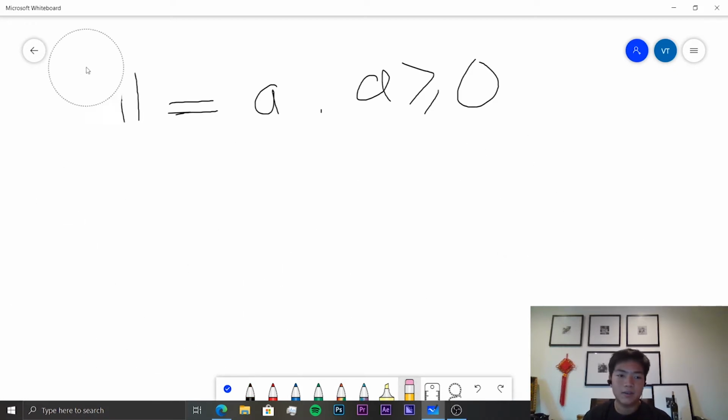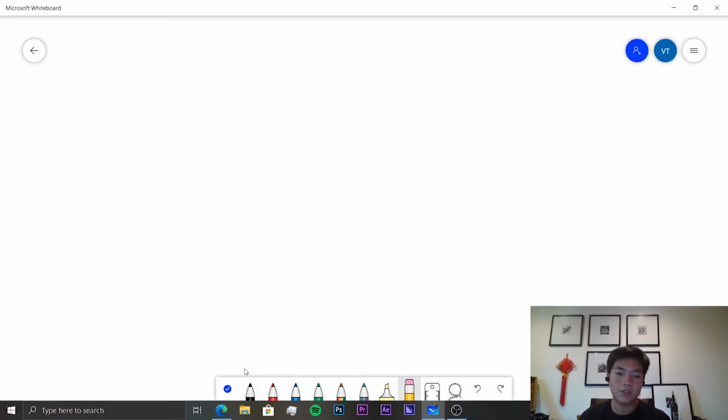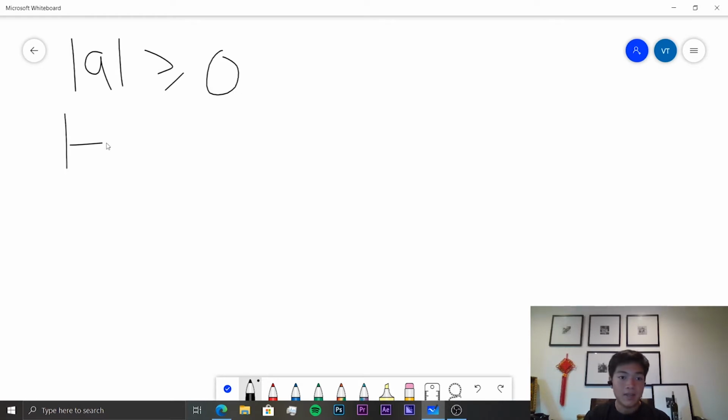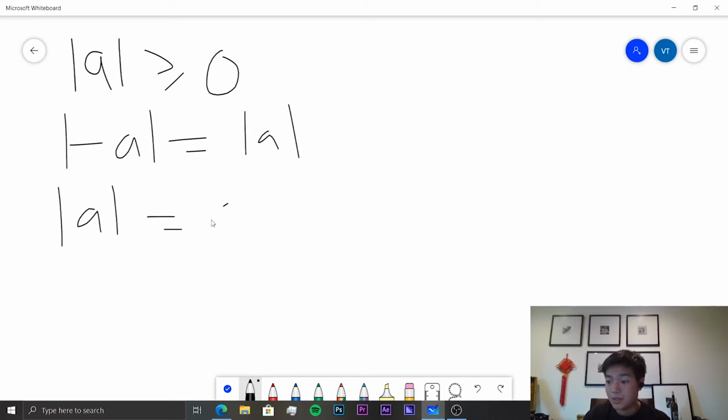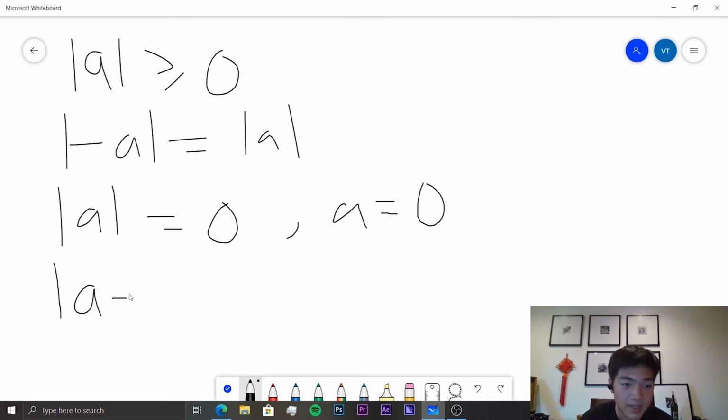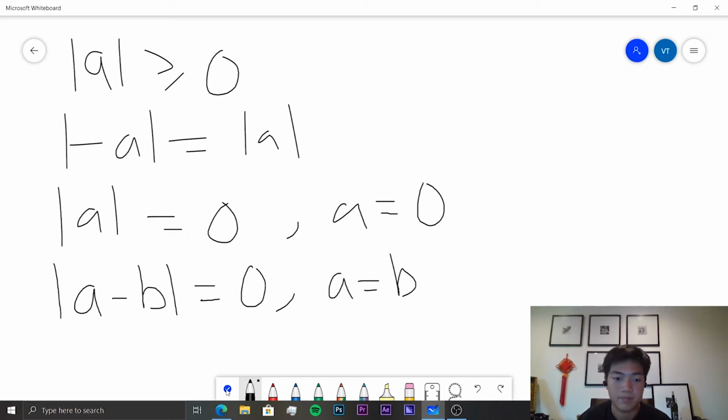Okay, so the absolute value has a few interesting properties, which I will quickly go through. So first of all, the absolute value of a number is always greater or equal to 0. The negative absolute value of a negative number is equal to the absolute value of the number. If the absolute value of a number a is 0, then a is equal to 0. If the absolute value of the difference between numbers is equal to 0, then the numbers are equal. Quite a few more.